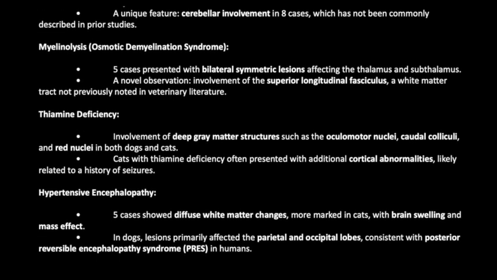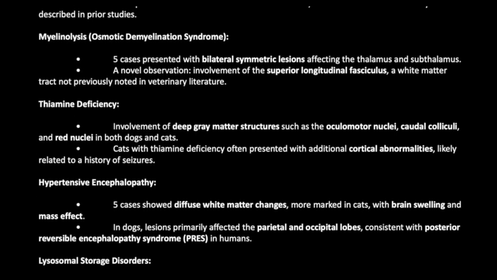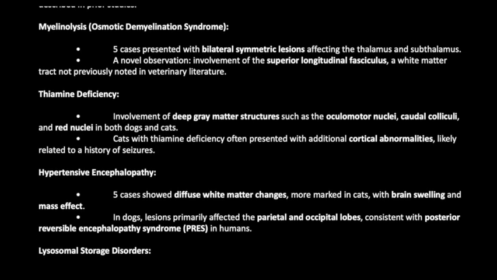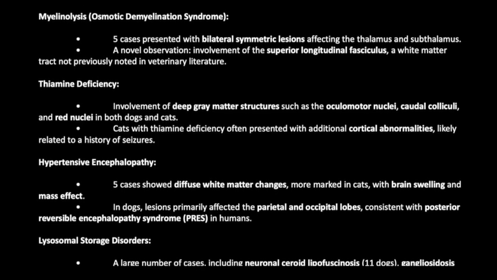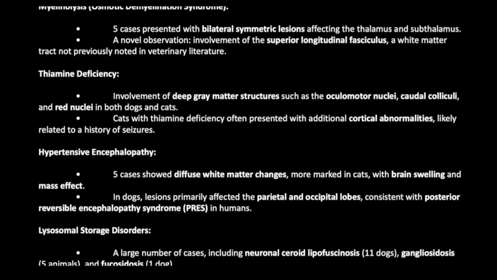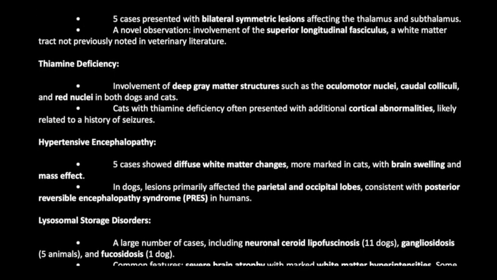Hypertensive encephalopathy: 5 cases showed diffuse white matter changes, more marked in cats, with brain swelling and mass effect. In dogs, lesions primarily affected the parietal and occipital lobes, consistent with posterior reversible encephalopathy syndrome (PRES) in humans.